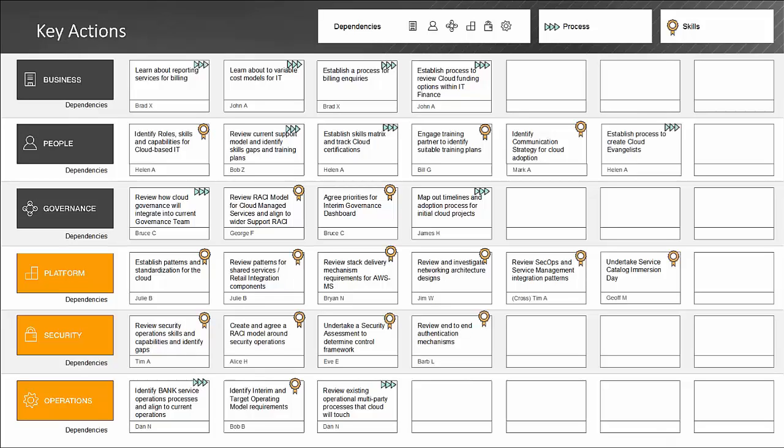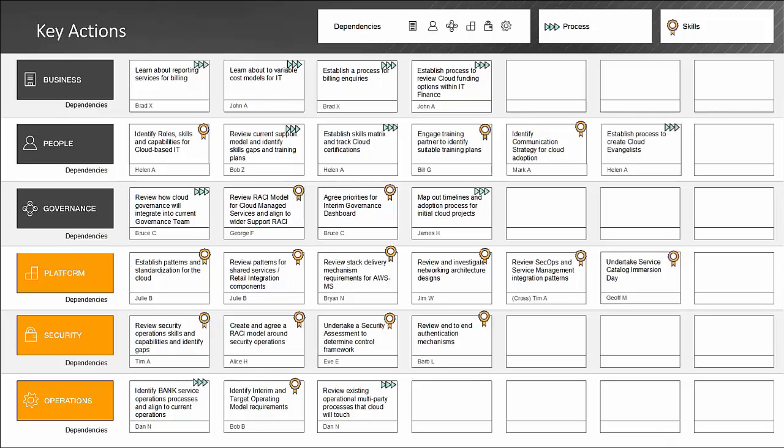And so you'll see some examples in here. Under business as an example, we see learn about reporting services for billings. This is a great example. If someone is concerned about the bill model, how they allocate costs, those sorts of things, this is a great example of how we can sit down and talk through this and focus specifically on that to ensure that that stakeholder is bought in. Learn about variable cost models for IT. We could probably presume here that John A. is probably someone involved in the budgeting process in the IT finance side of the business. Billing inquiries, how do the business units in the organization raise a billing inquiry, these sorts of things. So you get the idea of what we're going through here.